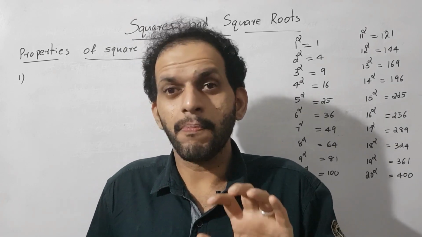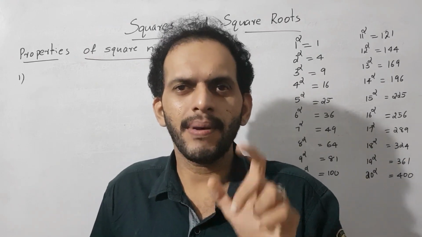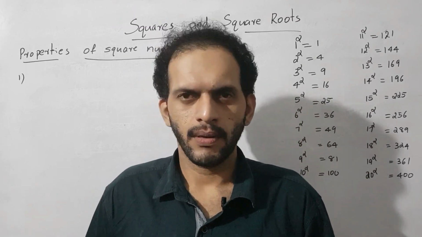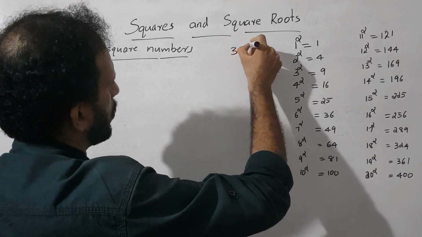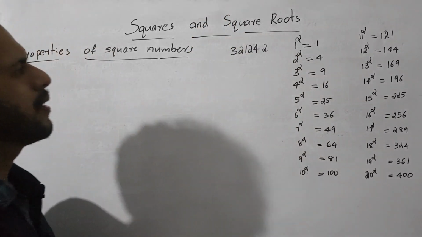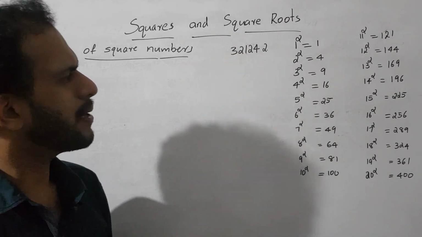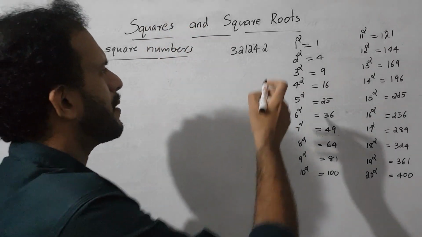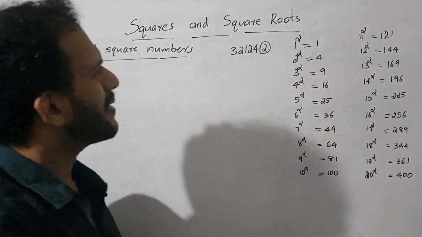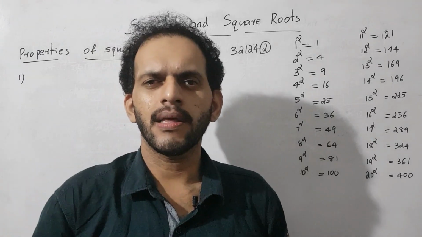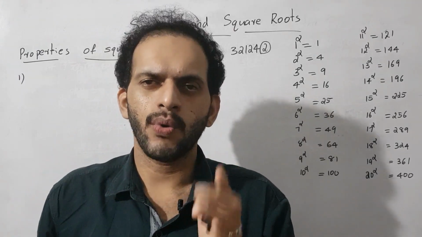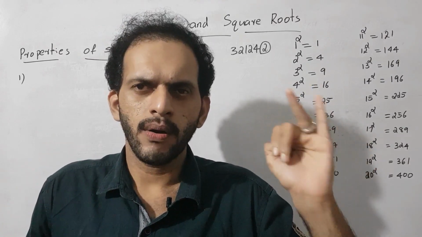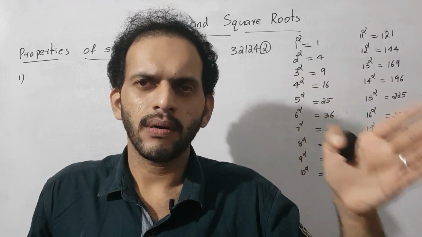But there may be a chance. If a number ends in 4, then sometimes it is a square number, not in all cases. Clear? Example: 32124 2. Is this number a square number? Very clearly it is possible to say it is not a square number. Why? Because the number ends in the digit 2. So it is possible to say the number is not a square number, because square numbers end only in the digits 0, 1, 4, 5, 6 or 9.